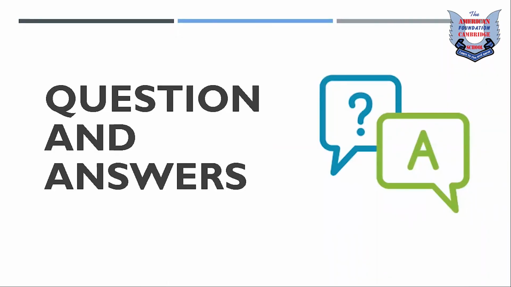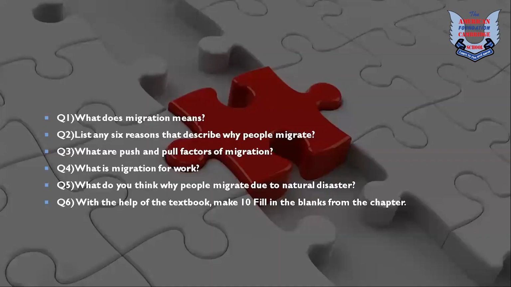So I hope you must have understood this lecture. So it's time to write answers to the questions. Question number 1, what does migration mean? Number 2, list any 6 reasons that describe why people migrate. Number 3, what are push and pull factors of migration? Number 4, what is migration for work? Number 5, why do you think people migrate due to natural disaster? And question number 6, with the help of the textbook, make 10 fill in the blanks from the chapter.